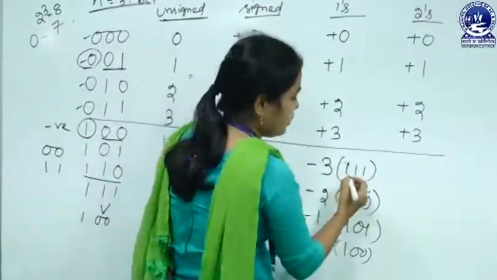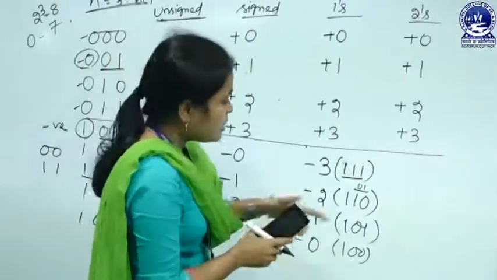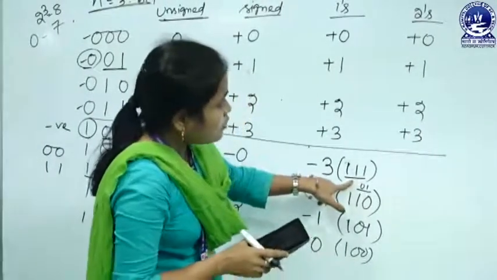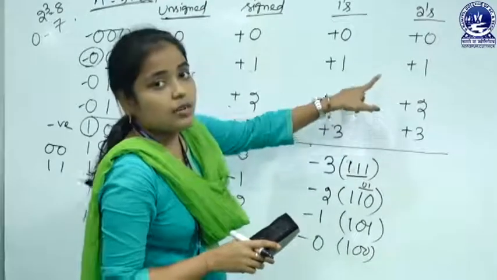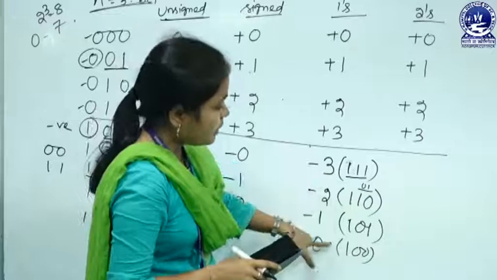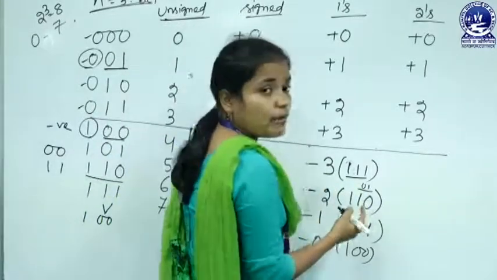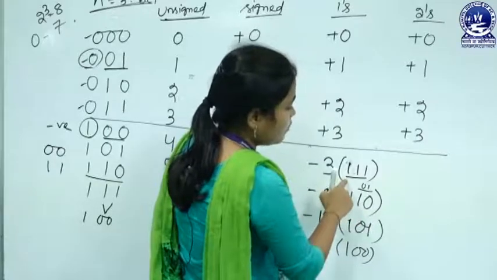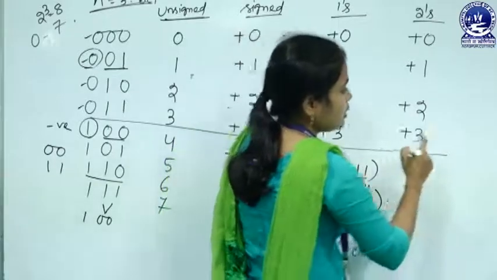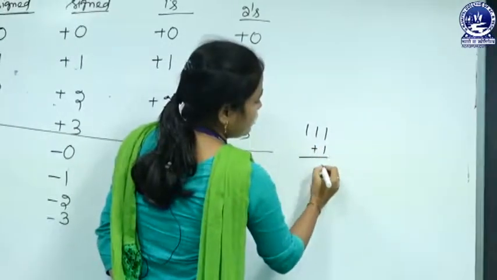For the twos complement, we have to calculate the twos complement of this, that means you have to just add 1 to the ones complement of that value, that is why I am writing the ones complement here. Okay. So, just add 1. If I add 1 to 1 1 1, what will be the value?